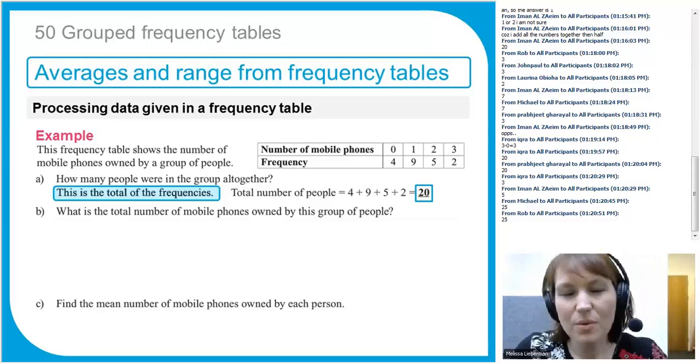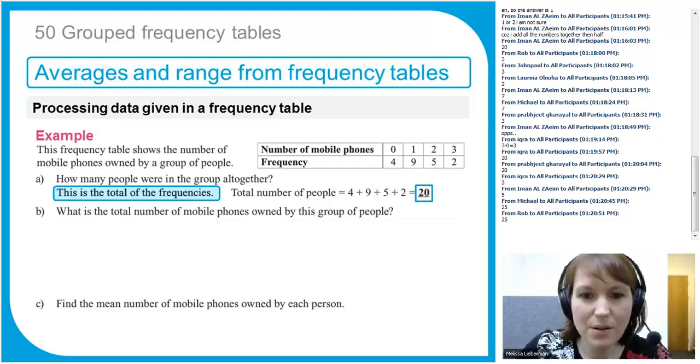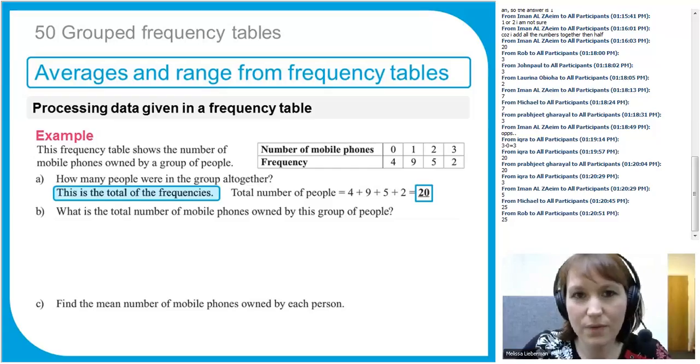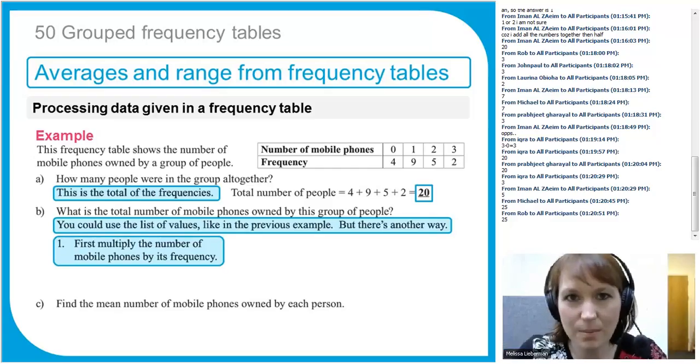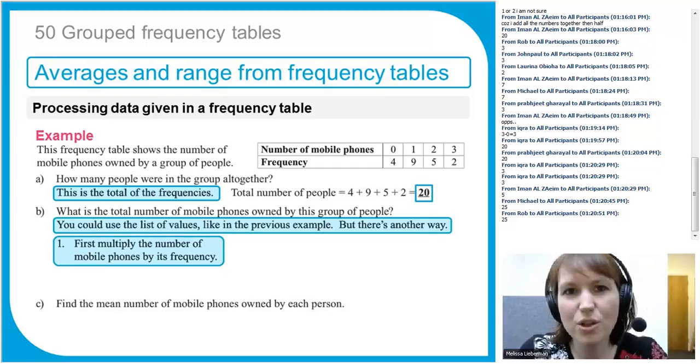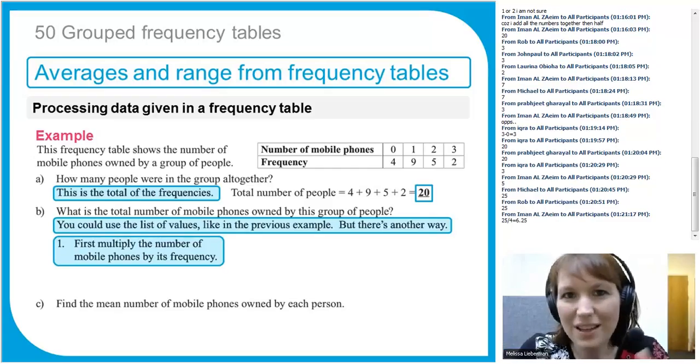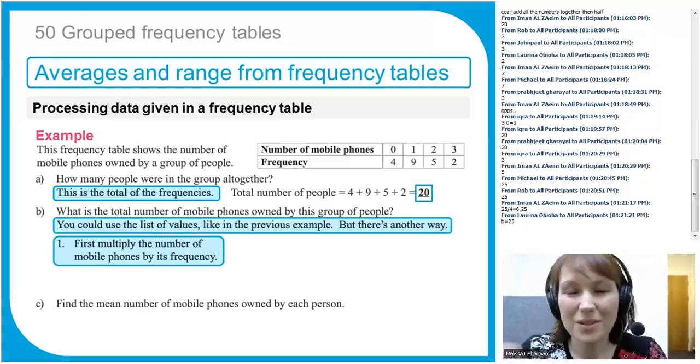So what we would do with this kind of frequency table, rather than going through and adding all the numbers, we multiply. So to find out the number of phones in the 0 category, we can say 0 times 4, which is just 0. So those 4 people each have no phones, so together they have no phones. Then 9 people have 1 phone. So 9 times 1 is 9. So those 9 people who only have 1 phone between them have 9 phones.